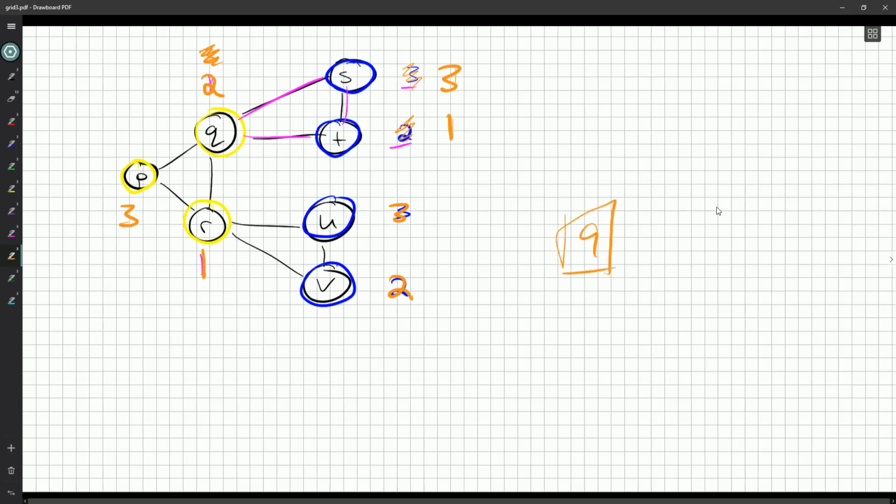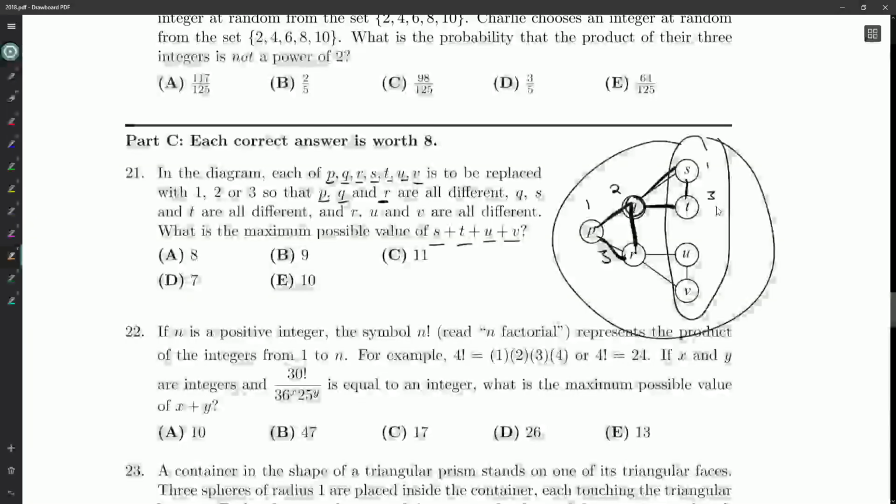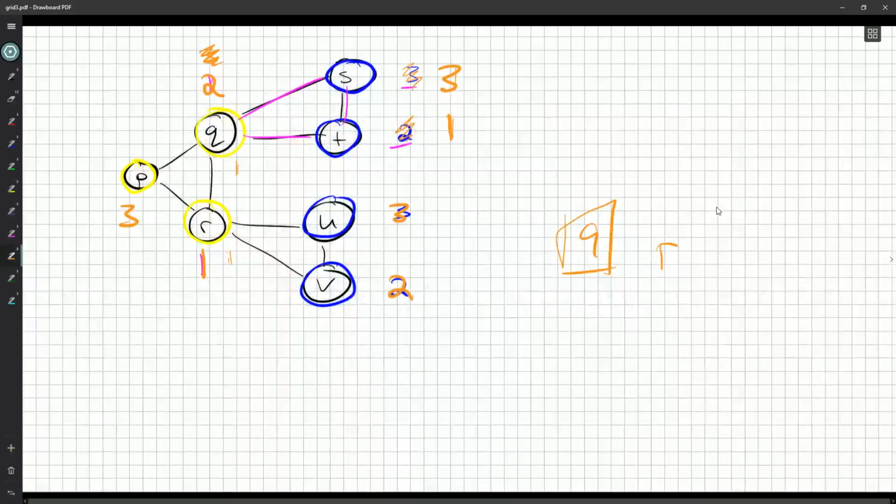So we can't have 12. We bumped that down to 10. 10 looked good until we realized that means you're going to have 1s here. So that's not allowed, and so we just go 1 lower with 9, and so 9 should be our answer, and that will be B, and we will bubble that in.